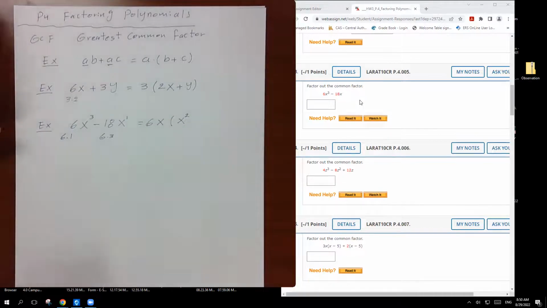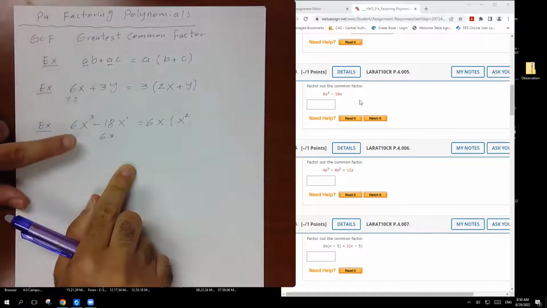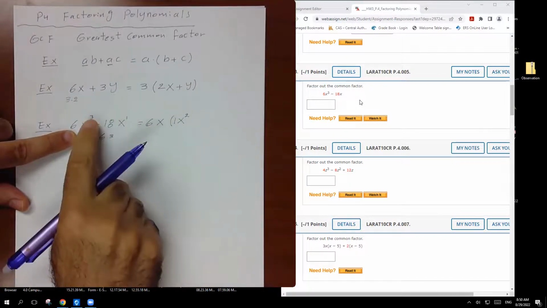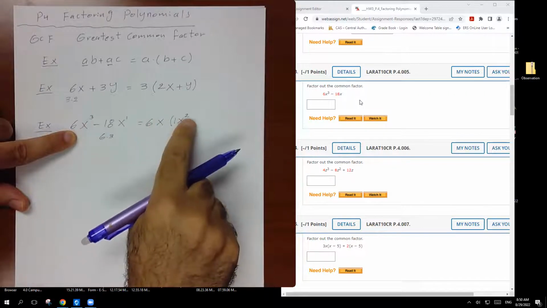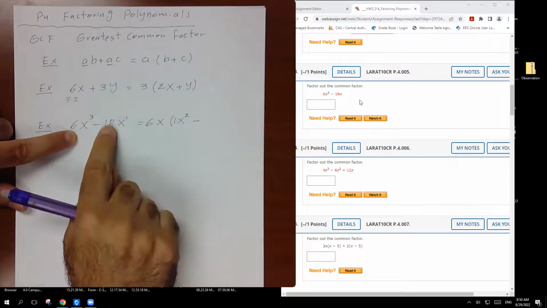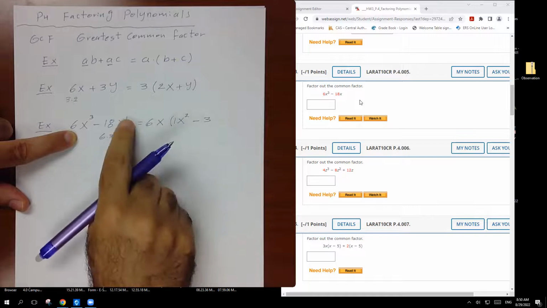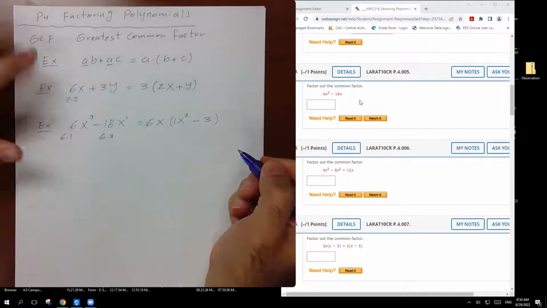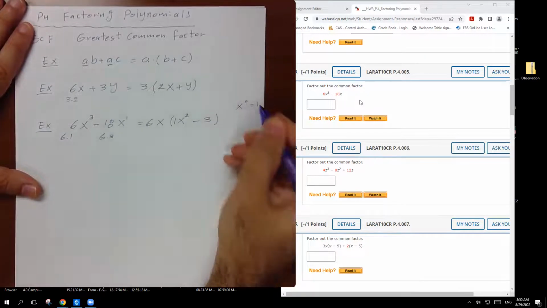So here is the rule. You can divide the numbers. You're going to say 6 divided by 6 is going to be 1, and subtract the exponents. The 3 minus 1 is going to be 2. Here is minus, 18 divided by 6 is going to be 3. I'm going to say 1 minus 1 is going to be 0. That means I don't have to write down the x, because x to the exponent 0 equals 1.